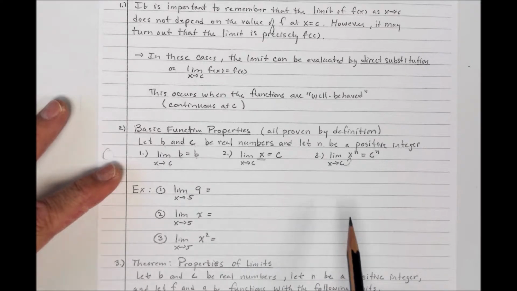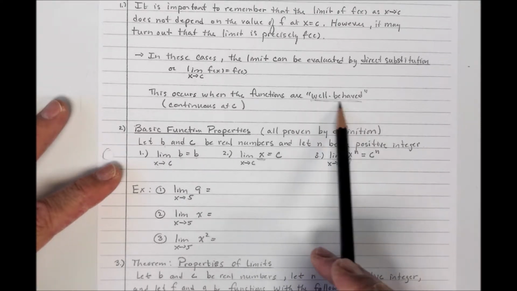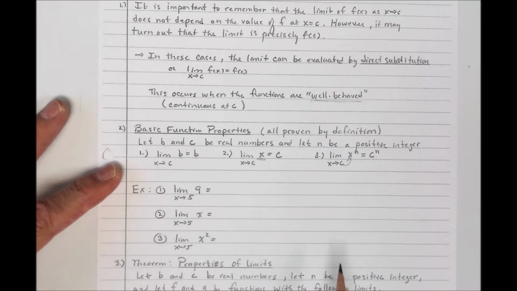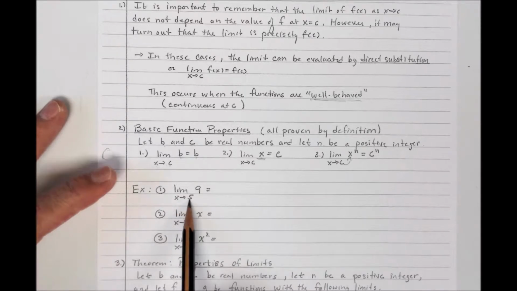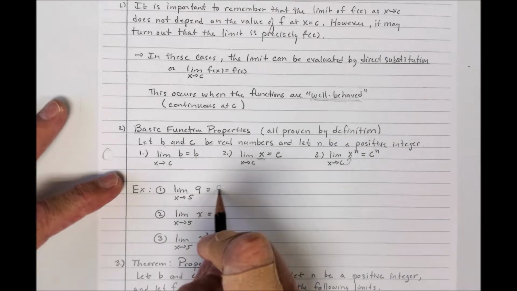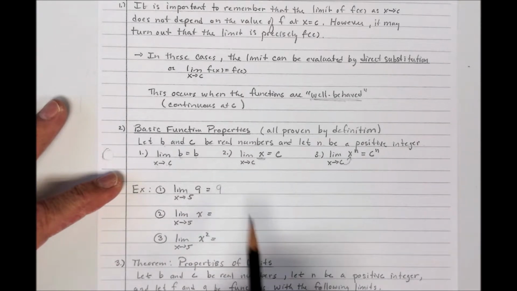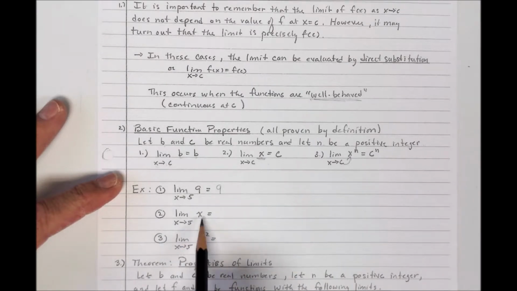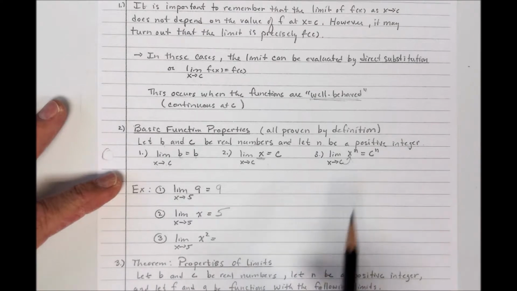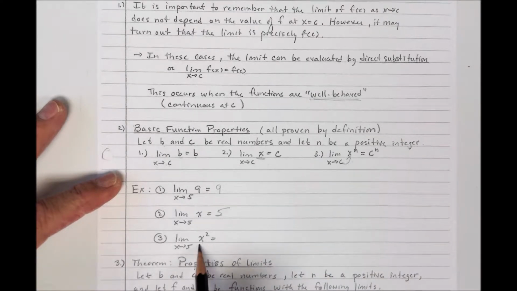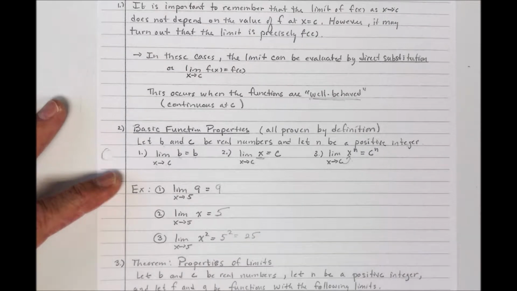Now, we can't always do that, but as I mentioned before, if they are well-behaved continuous functions at c, then we can get away with it. So using property number 1, the limit as x approaches 5 of 9 is 9. Using property 2, the limit as x approaches 5 of x is 5. Using property number 3, the limit as x approaches 5 of x squared is 5 squared, or 25. No proof is needed. We can make that statement.